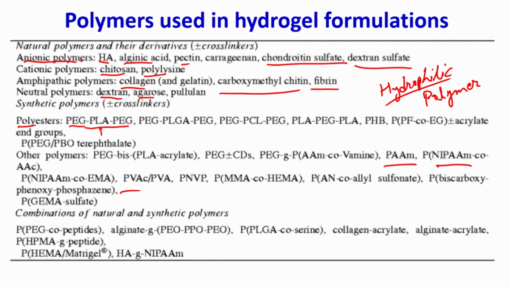And then you do not really have to have categorically that it has to be either natural or synthetic. You can combine the two. So, you can combine PEG with other peptides to form a polymer, you can combine alginate with other PPO type polymers, you can have collagen and combine it with some sort of an acrylate polymer. So, all of this is again widely used in the literature.